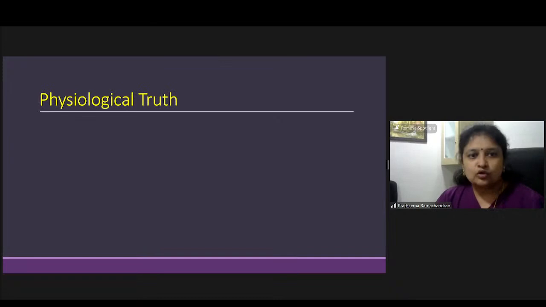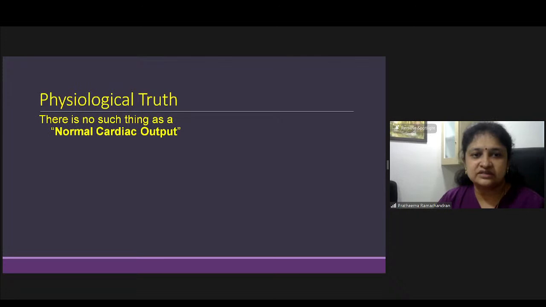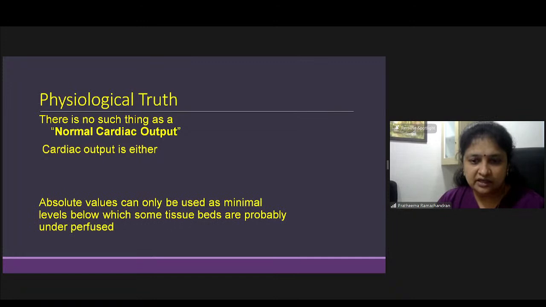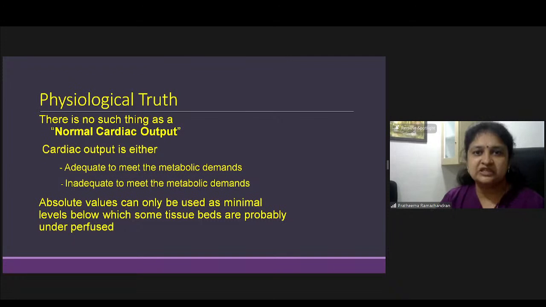So what is the physiological truth? Telling the total secret of hemodynamic monitoring, there is nothing called a normal cardiac output, because it is not like one size fits all. So the cardiac output is changing, and absolute values cannot be taken as foolproof. So either it is adequate to meet the metabolic demands, or it is inadequate to meet the metabolic demands. So there is a demand from the body. If the patient is sick, if the patient is septic, the demand goes up. Is the cardiac output adequate to match the demand? So supply and demand match is what is very important.